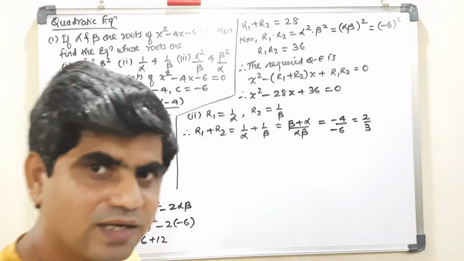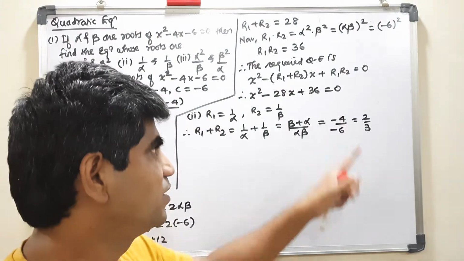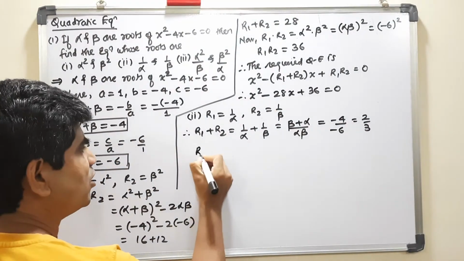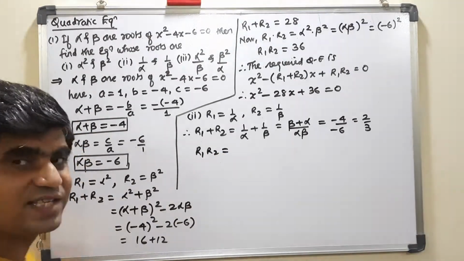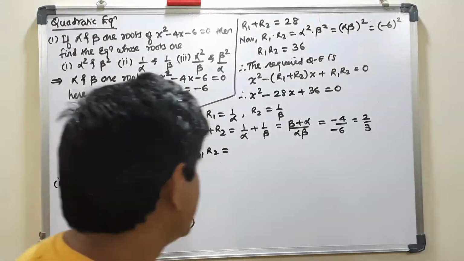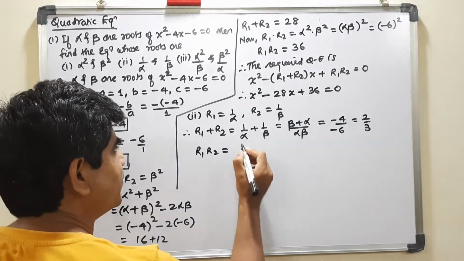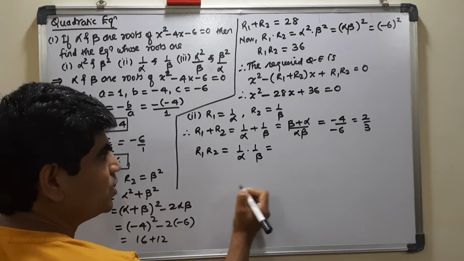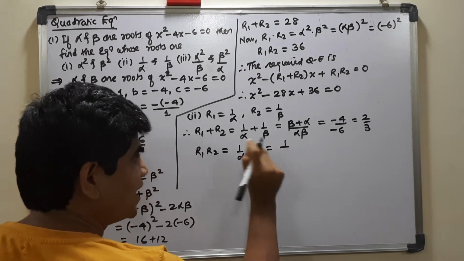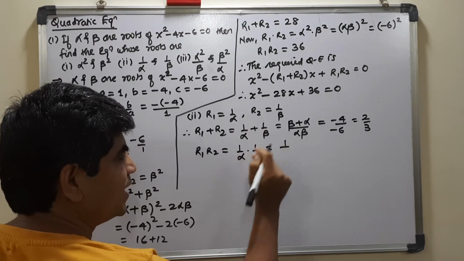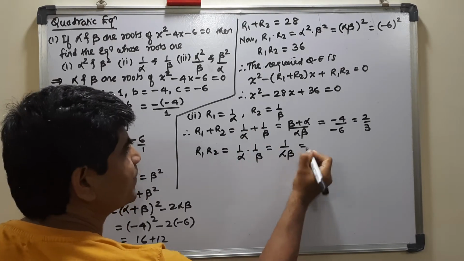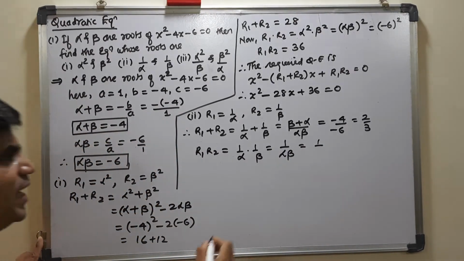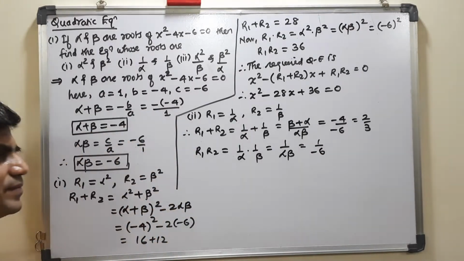Negative sign, divides of 2 and 3. Okay. So now the product of roots, because for an equation you require the sum of roots and also the product of roots. The product of roots is nothing but 1 by alpha into 1 by beta, that is R1 into R2. So 1 into 1 multiplication happens, numerator to numerator, denominator to denominator, that is 1 by alpha beta, and alpha beta is your minus 6.